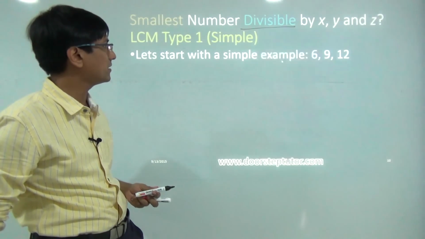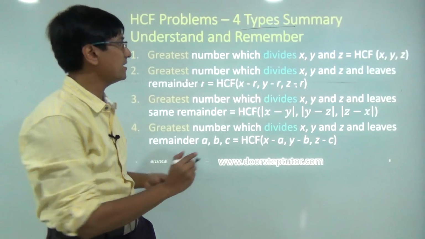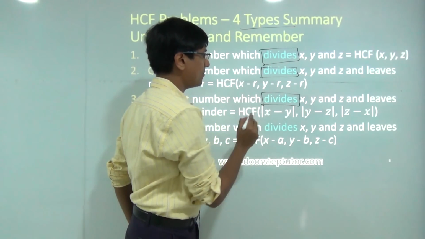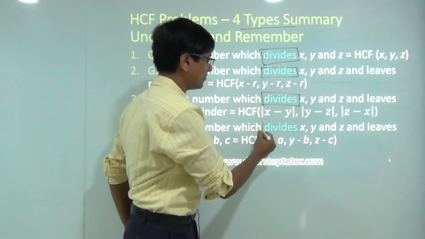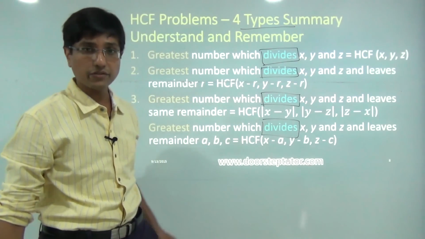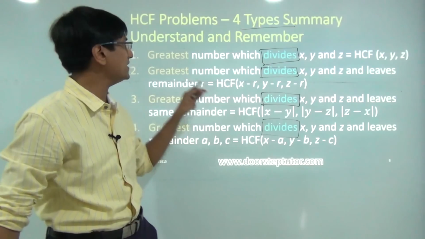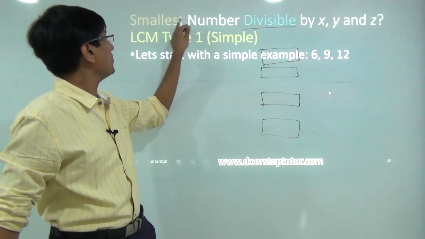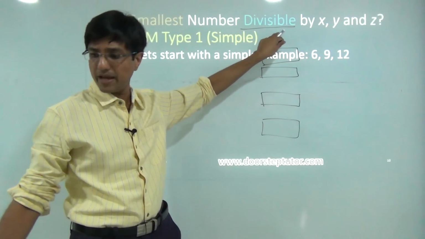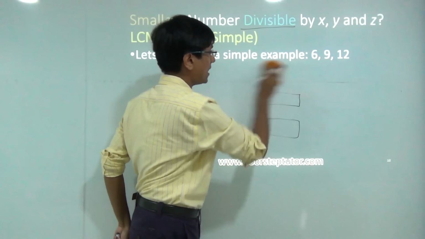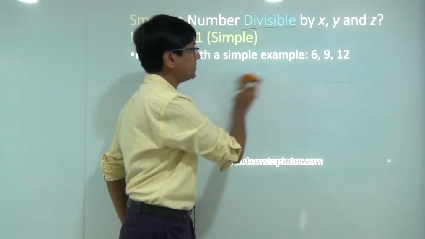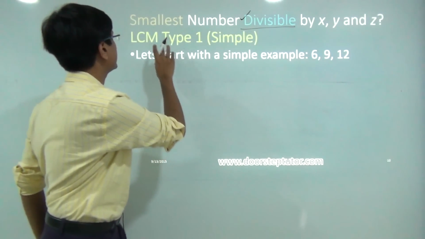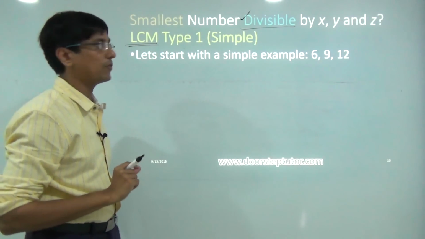Let's go back. In the HCF problems, I always have the keyword divides. I have to find the number which divides the given numbers, which completely divides these numbers. So I am looking at a factor, and that's why these are HCF problems. In the LCM problem, I have to find numbers which are divisible by x, y and z. So I am trying to find a number which is divisible, and that's why I am looking at multiples. So this should tell us that this is an LCM or a multiple problem.